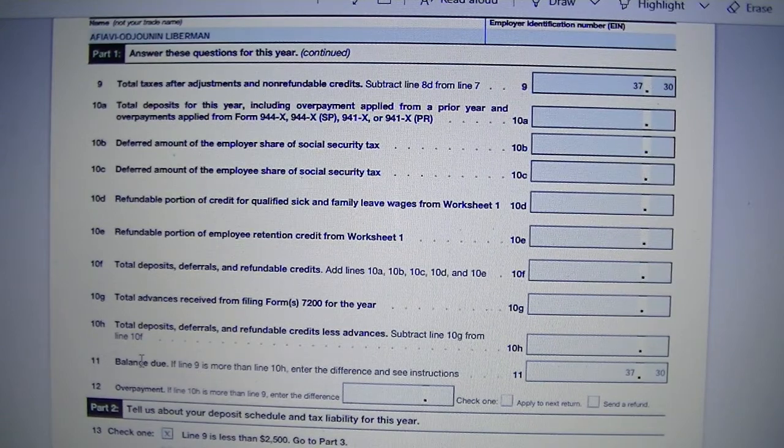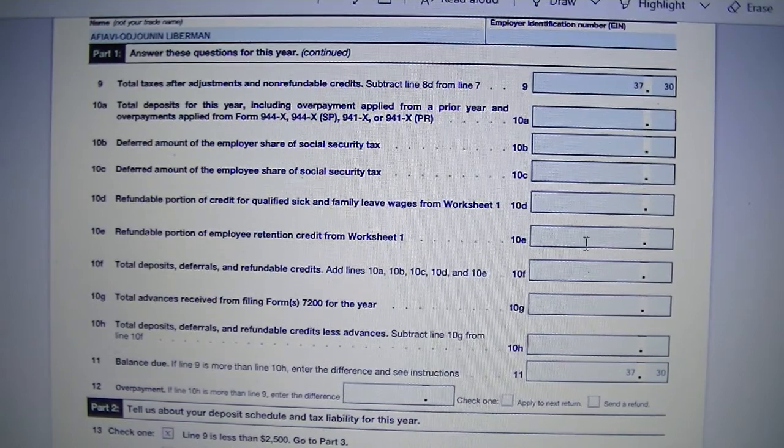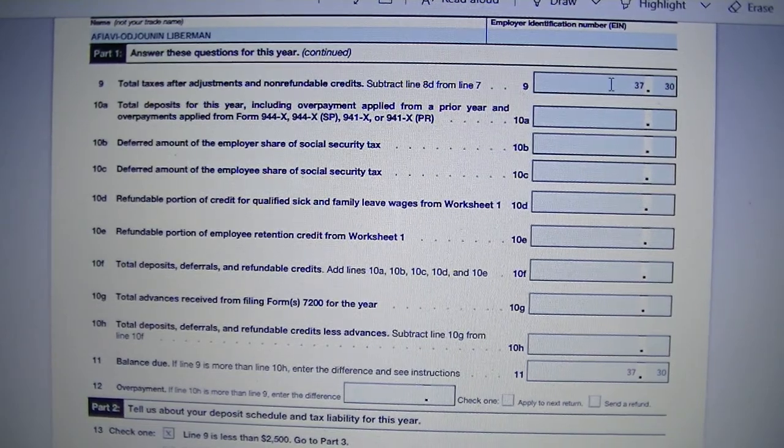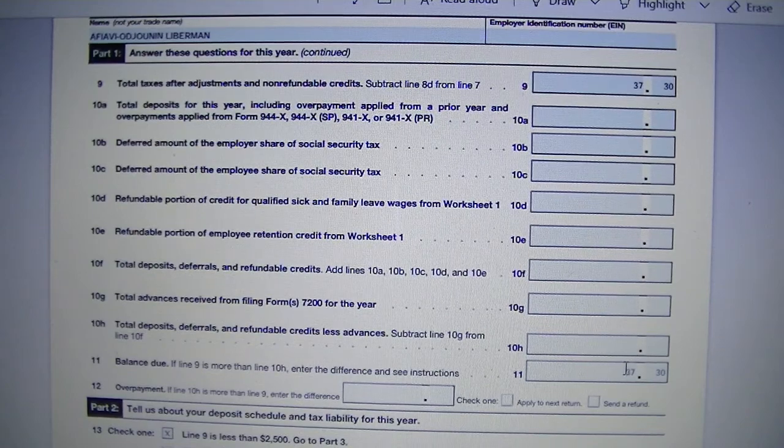Line 11, balance due. If line 9 is more than line 10H, enter the difference here on line 11. So line 9 is $37.30. Line 10H is 0. So line 11 is line 9 minus line 10H. $37.30 minus 0 is $37.30. So we'll put it on line 11.